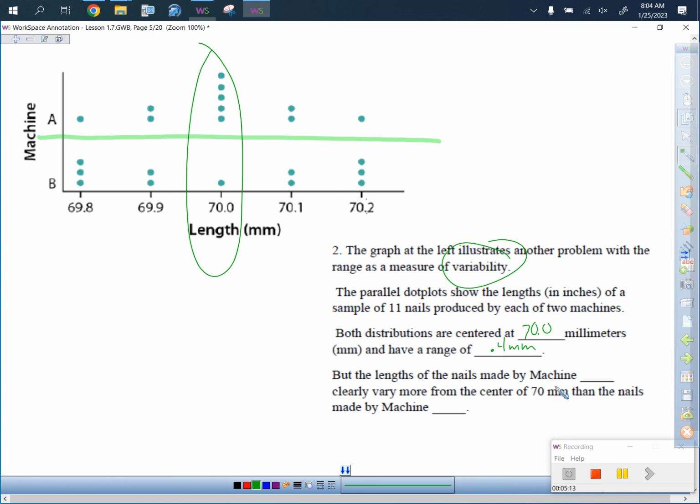So the lengths of the nails made by machine blank clearly vary more from the center than machine blank. Which one has the bigger variability? I would say machine B is the one that varies more from the center. On machine A, there's 1, 2, 3, 4, 5 of them that actually landed on the center. Are you okay with that? Range is a way to measure variability, but sometimes it's not the best because you could have the same range and the data on the inside is completely different. Are you okay with that?